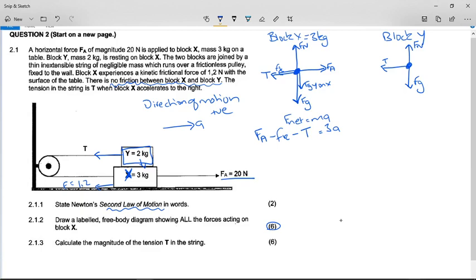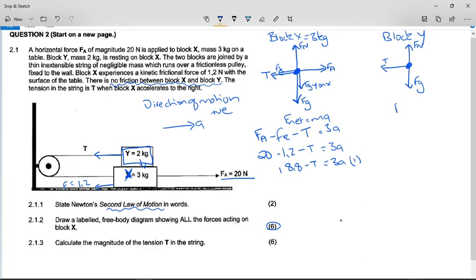We don't know T. FA is 20, FK is in the question, it's 1.2 newtons, and this is equal to 3A. So 20 minus 1.2 is 18.8, minus T equals 3A. So this is probably my equation 1.